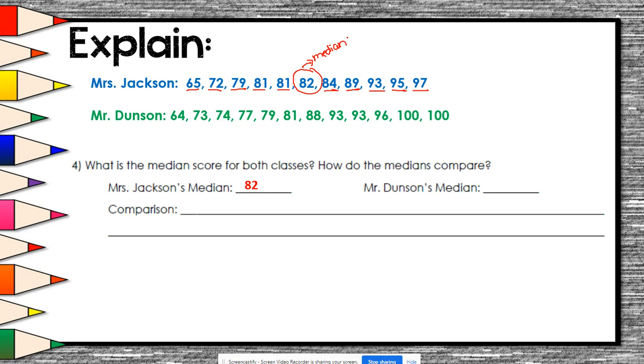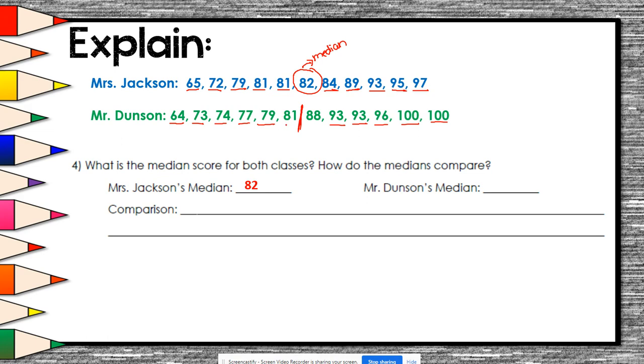Now we'll do the same thing with Mr. Dunson's. So we'll take away a number from the front and back, so 64 and 100, then 73 and 100, then 74 and 96, 77 and 93, 79 and 93, and you'll notice that at this point there's only 2 numbers left. So if I took them both away, I wouldn't be left with anything in the middle. But I already told you you cannot have 2 medians. Well, when this happens, there's actually an invisible median and it's right in between these 2 numbers.